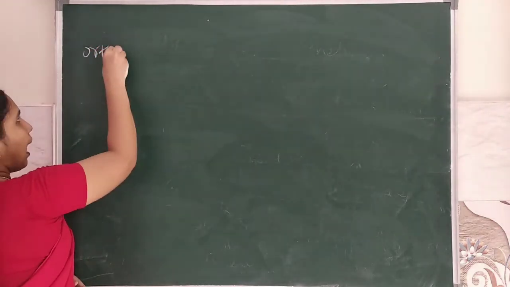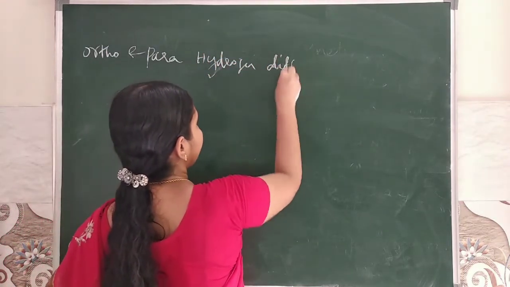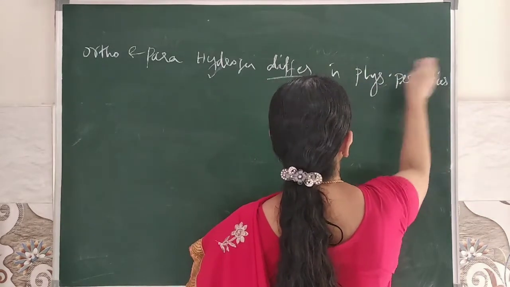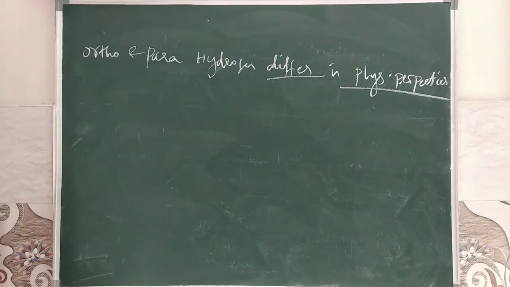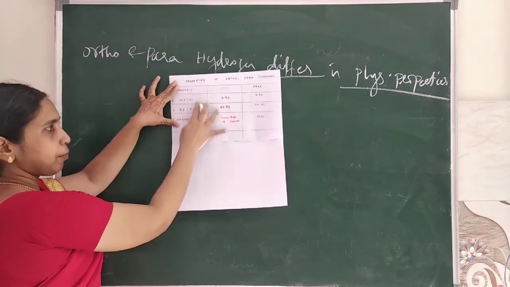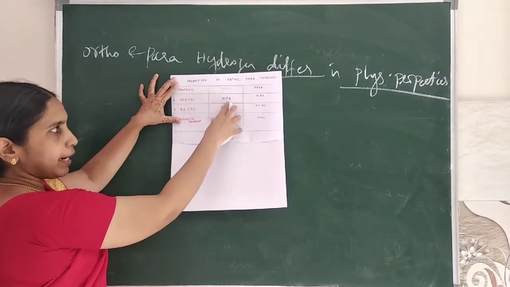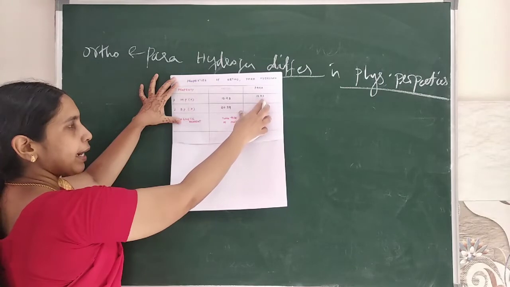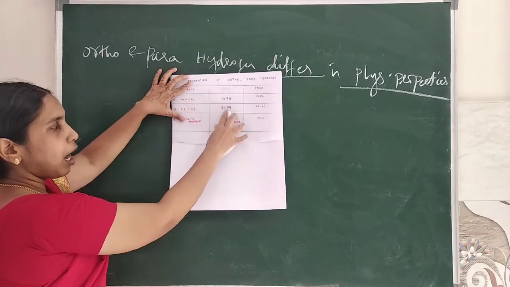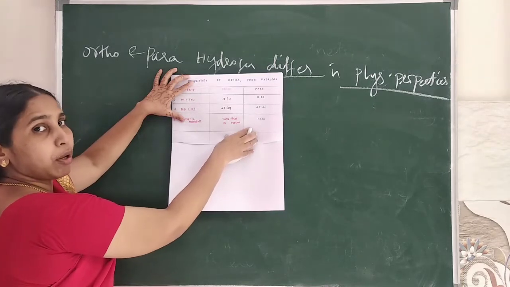Ortho and parahydrogen differ in physical properties. Three physical properties are given in your book. What are the 3 physical properties? First one is melting point, then boiling point and magnetic moment. The melting point of orthohydrogen is 13.95 and parahydrogen is 13.83. You must write the unit Kelvin. Next, boiling point: orthohydrogen's boiling point is 20.39 and parahydrogen's boiling point is 20.26.